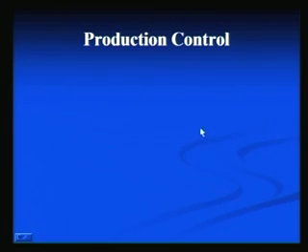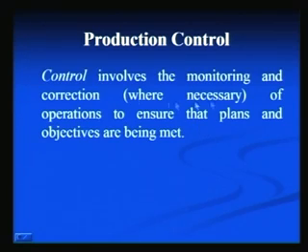Now, I will come to production control, which is the second part of the production planning and control function. Here control involves the monitoring and correction, where necessary, of operations to ensure that plans and objectives are met. As we have seen earlier in the block diagram of production control systems, some monitoring is required to find the deviations from the plans, and some corrective actions are required to remove those deviations from the system.